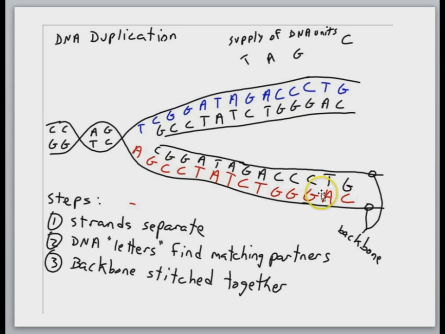Right? So we originally had one DNA molecule, one double-stranded molecule. Each strand separates. Right? Then the DNA letters find their matching partners. There's a ready supply of these letters in the nucleus. And then the backbone of the molecule is stitched together, so that now it's a double-stranded molecule.